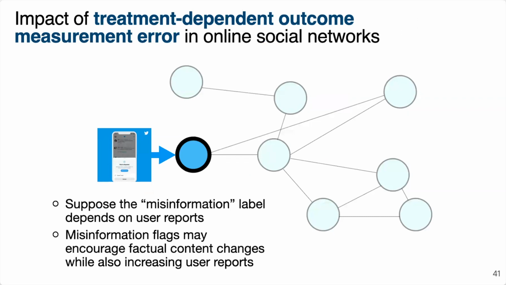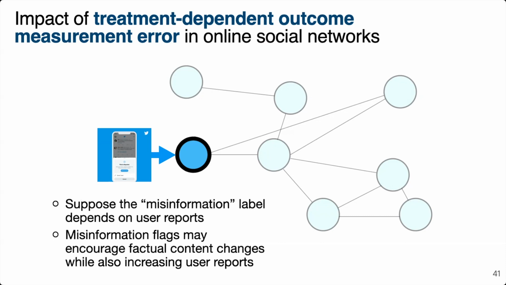Now, if we add a misinformation flag as an intervention, this can change the factual content. Maybe the post creator could change the content, while also increasing user reports. If users see a message saying we think this could be misinformation, it can also make users more likely to flag it. So this is a setting in which the treatment informed by an algorithm can impact the measurement we're getting and trying to reason about, in this case, misinformation.